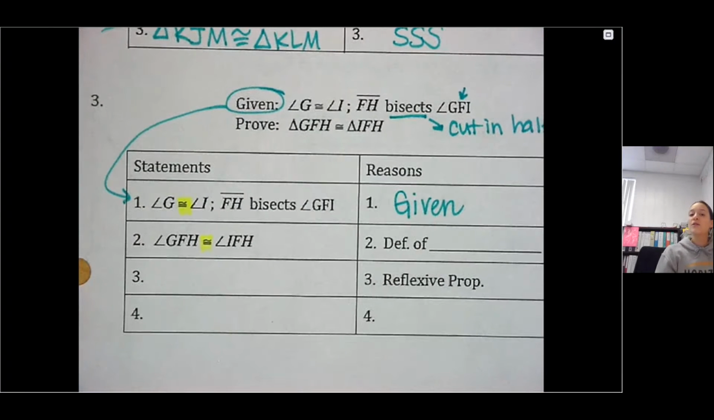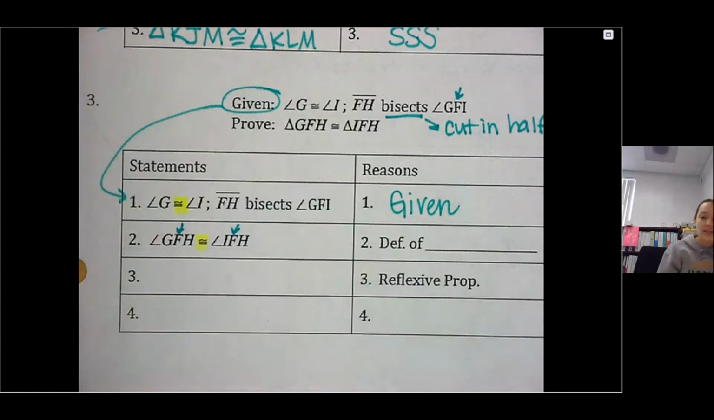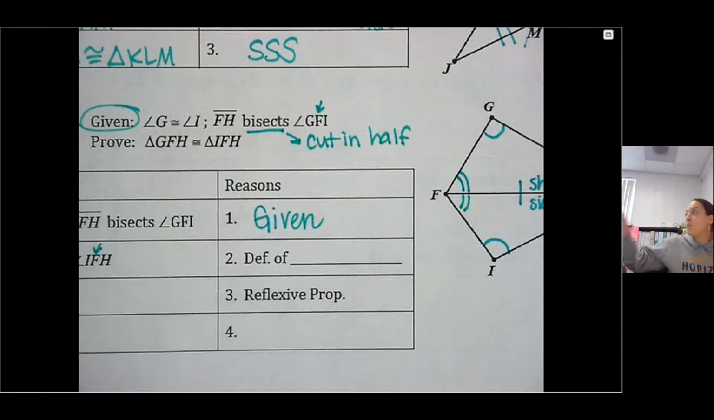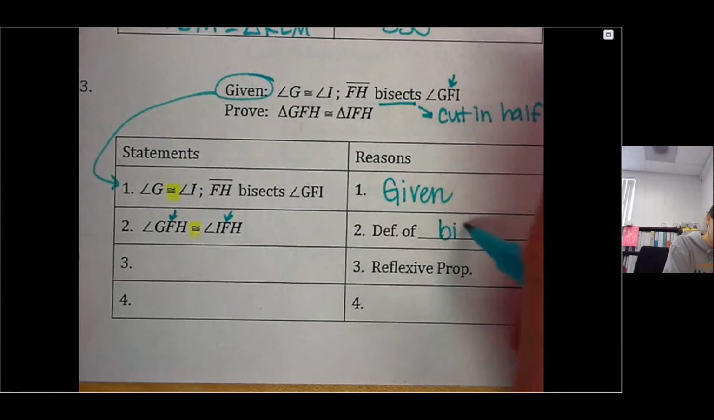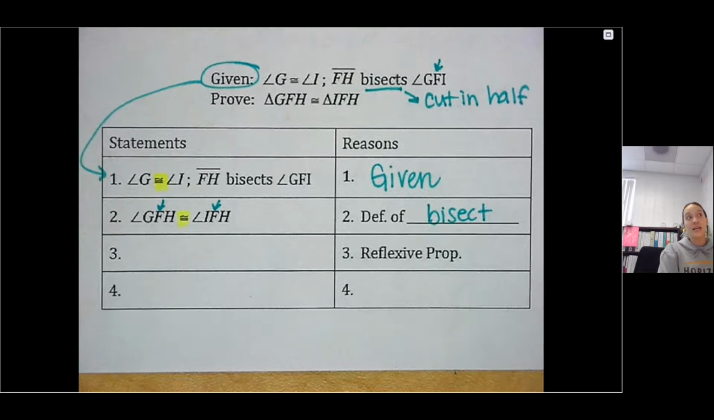Okay. Number 2 says essentially that if you look at the angles that are the F's, they're equal. How did we know that? The word bisect gave it away. So the definition of bisect is what told us we needed to use it. Definition of bisect. Now, Blake, what were you saying about the reflexive property for number 3?